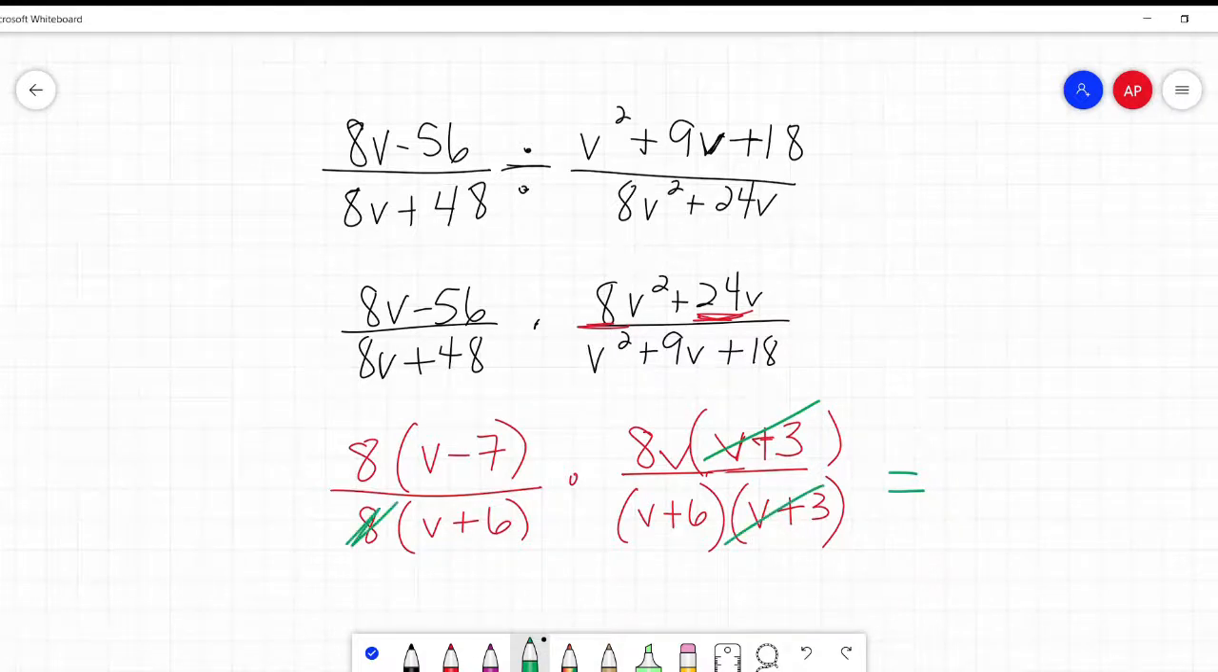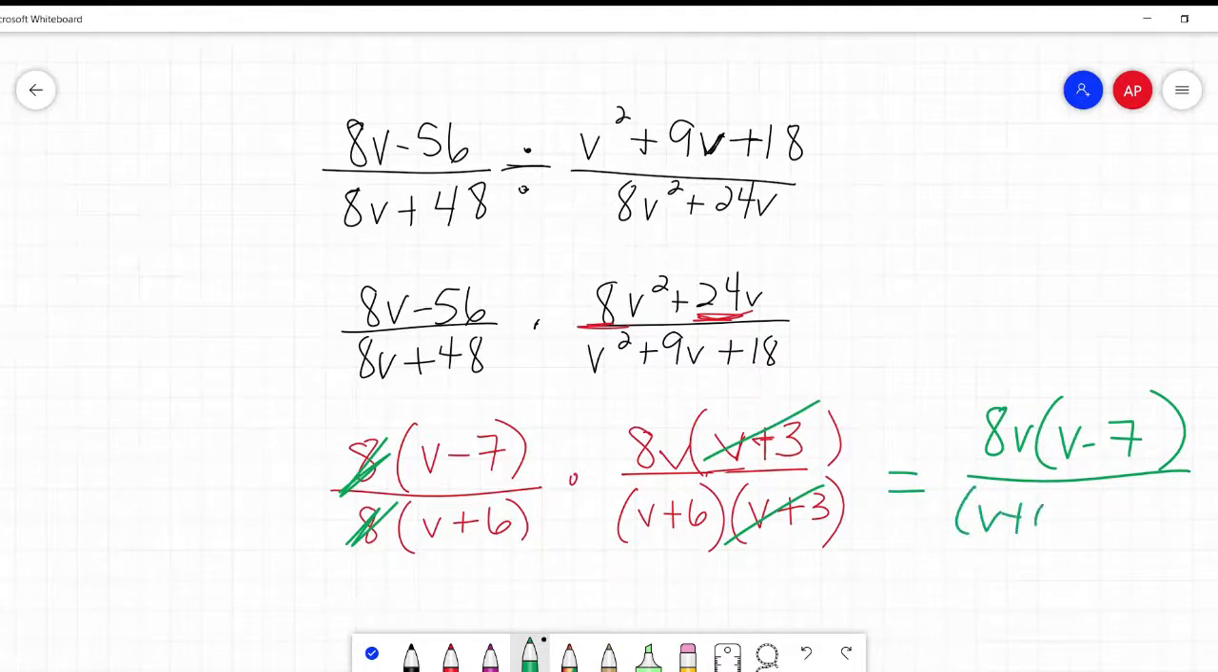The 8s cancel out. And I am left with 8v times v minus 7 on the top and v plus 6 times v plus 6 on the bottom. Not a lot of canceling in that one, but there's still some.